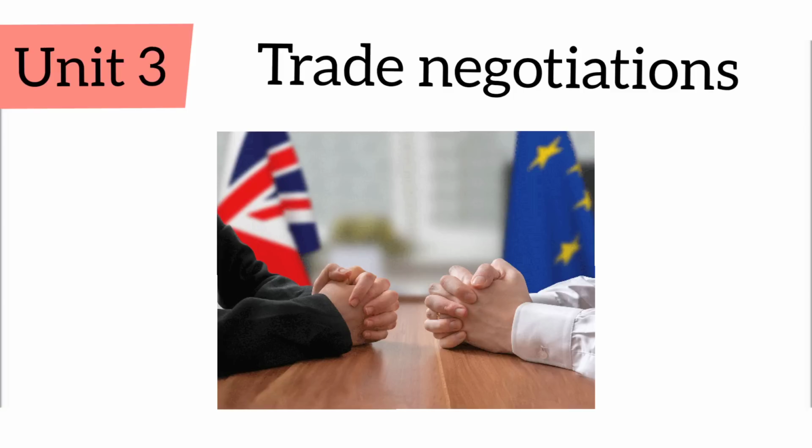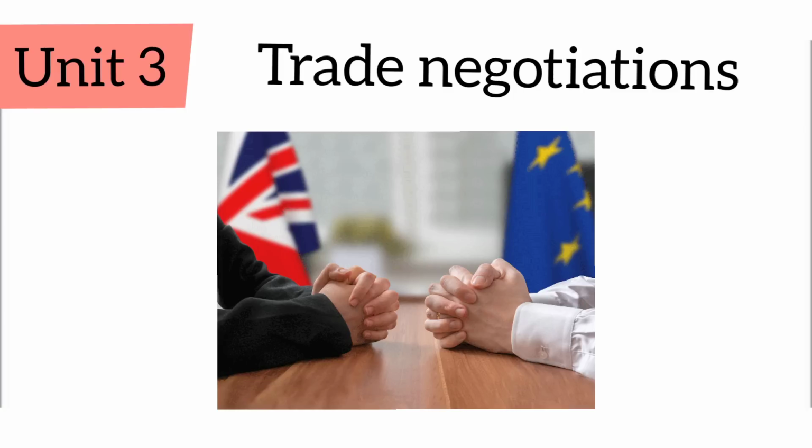Because both the countries who are negotiating will have their own objectives that they have to fulfill. So in order to achieve their objectives, they will have to convince the other country and negotiate in such a way. So this is how basically an international trade negotiation happens.